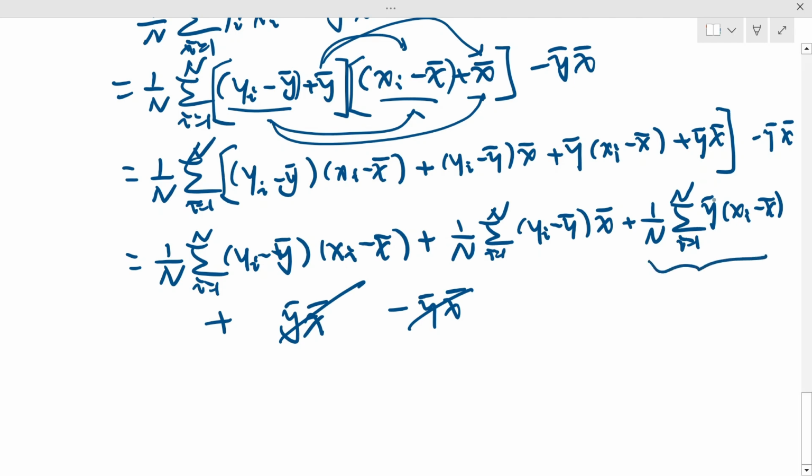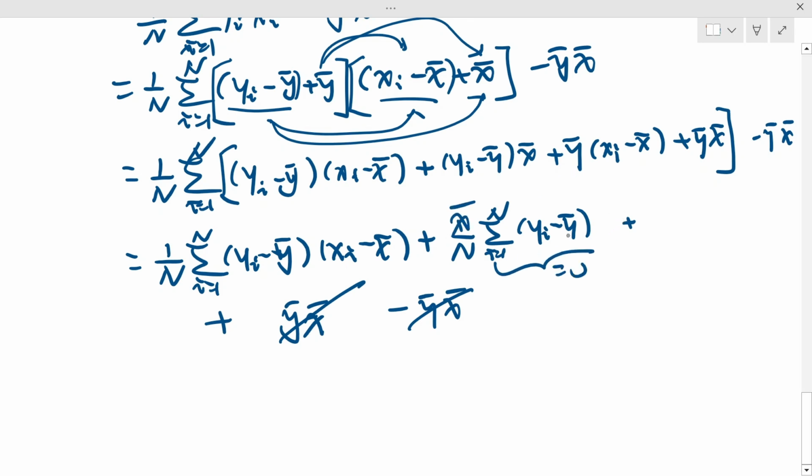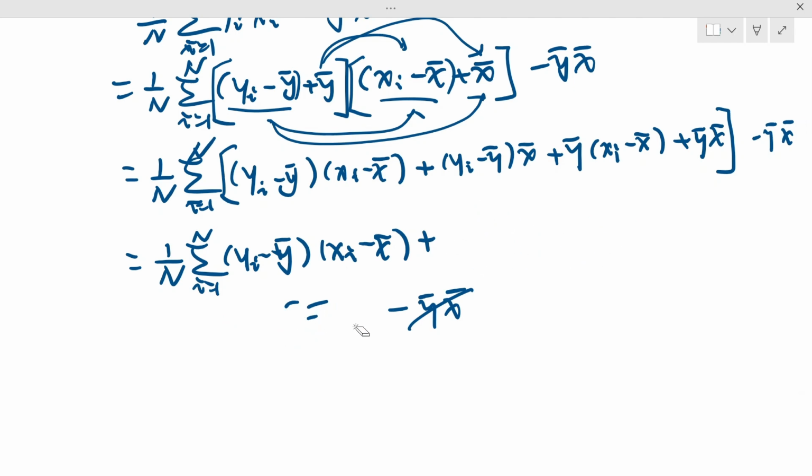For these terms, here y bar does not depend on i. So let's pull it out. 1 times everything is 1, and these sums, as we saw before, are equal to 0. So this term is equal to 0. So this term disappears. Similarly, this x bar, we can pull it out. It does not depend on i, so x bar pull it out. And this sum is equal to 0. So this term disappears. This term disappears. So we have this left.